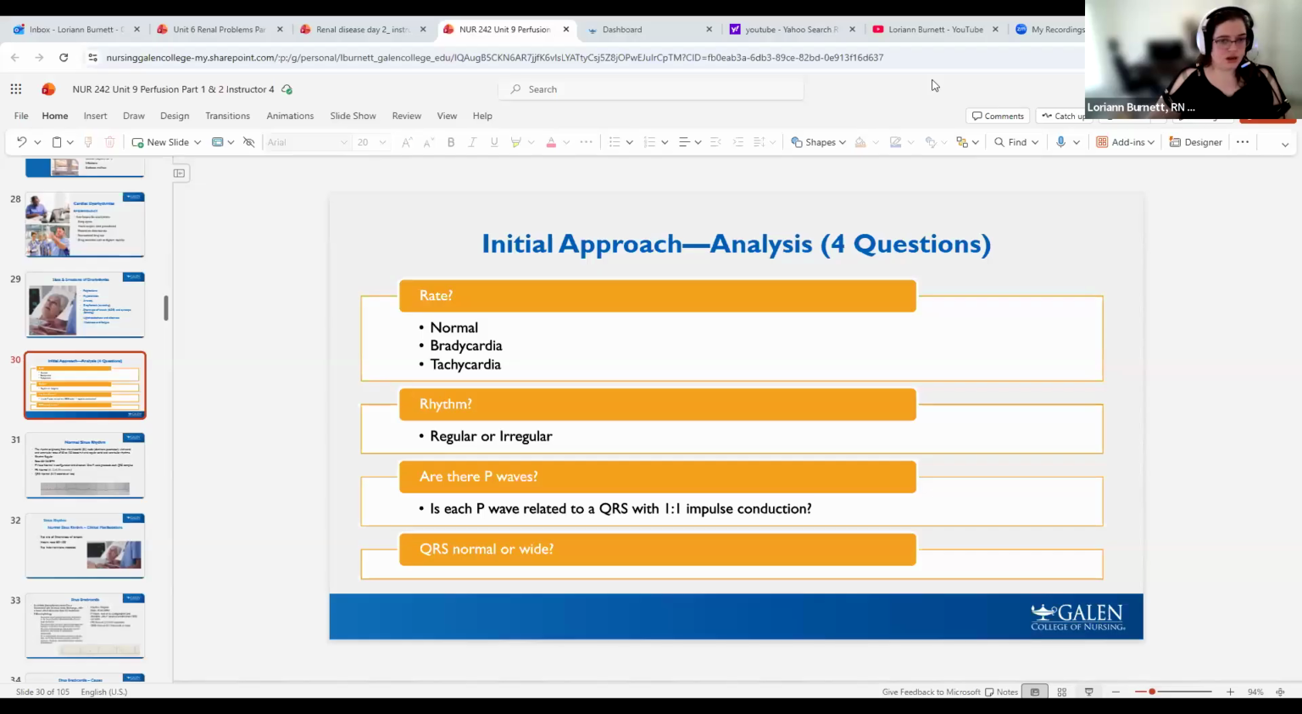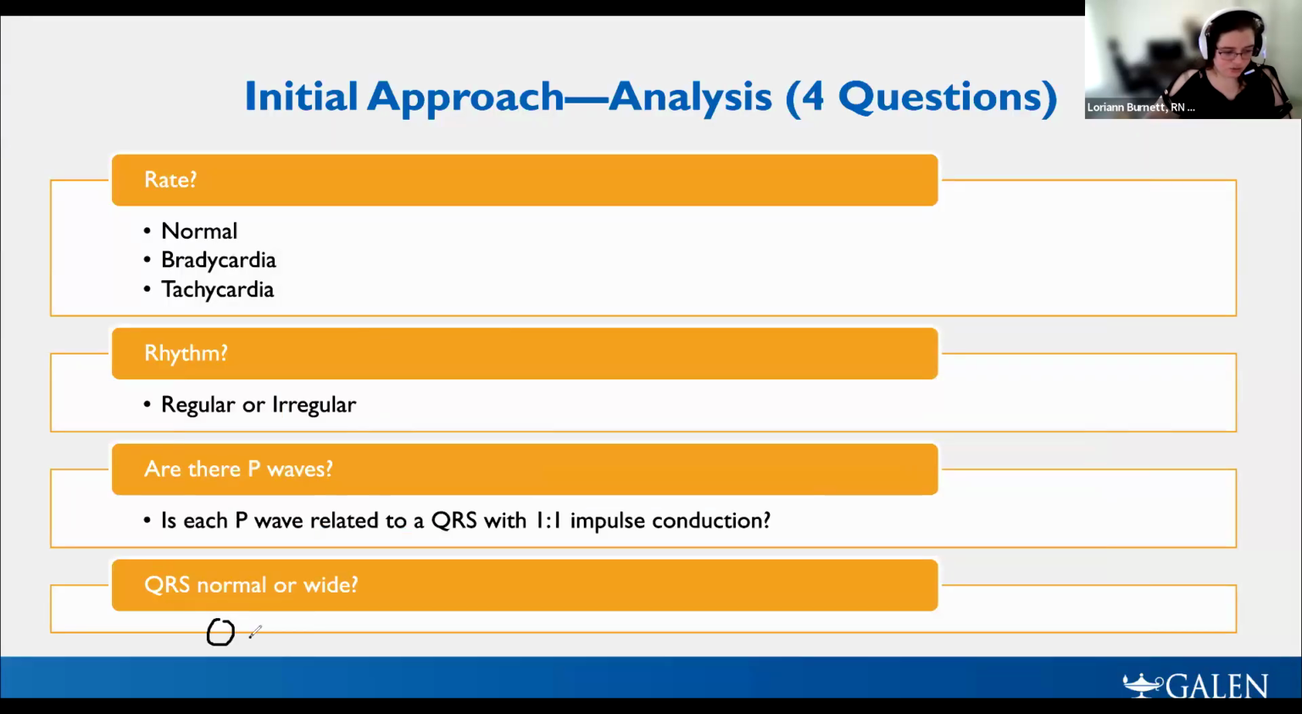And I told you there was another number we would talk about. Our normal QRS should be 0.12 to 0.20, or 3 itty bitty boxes to 5 boxes, or 1 big box. That should be our normal range. So we have those numbers. That's our QRS.